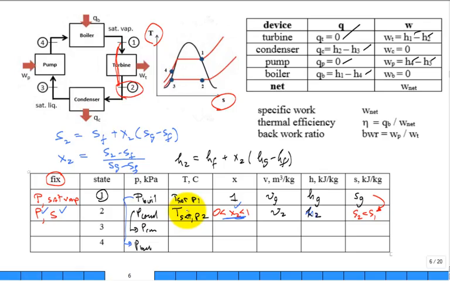Any questions about state 2? How about state 3 now? What fixes state 3? Pressure and it's saturated liquid. Once they tell me, oh, this is the condenser pressure and it's saturated liquid, game's up. I got it. So what is the temperature at state 3, T3? It's Tsat at P3, and that's the same pressure as P2.